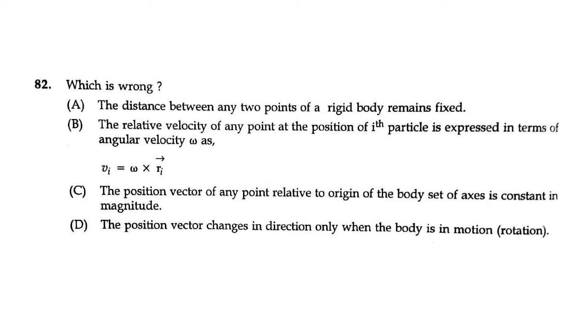So from the above analysis, the distance between any two points of the rigid body remains fixed. This is right. The relative velocity of any point at the position of the ith particle is expressed in terms of the angular velocity. This is also right. The position vector of any point relative to the origin of the body's set of axes is constant in magnitude. This is also right. The position vector changes in direction only when the body is in motion or rotation. This is the wrong one. So option D is the appropriate option for the given question.